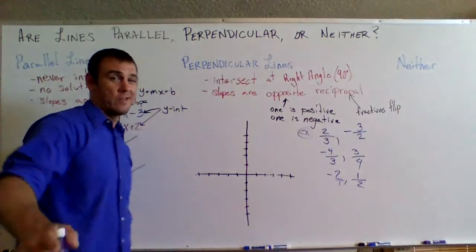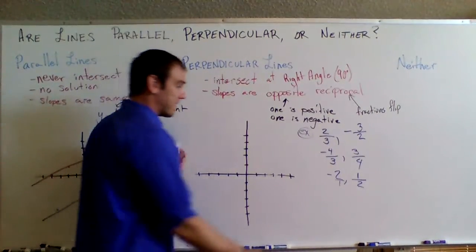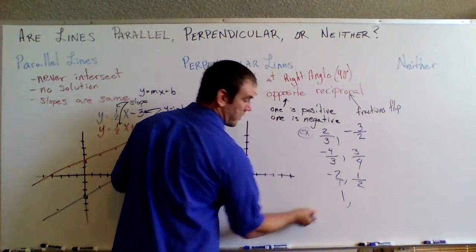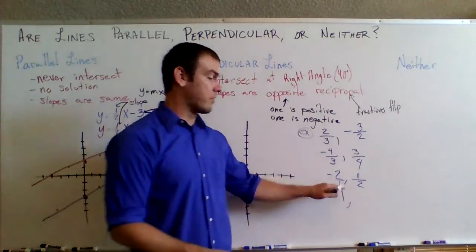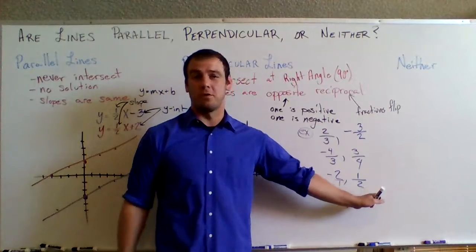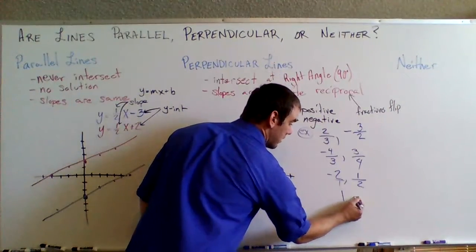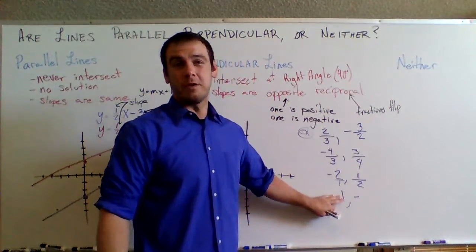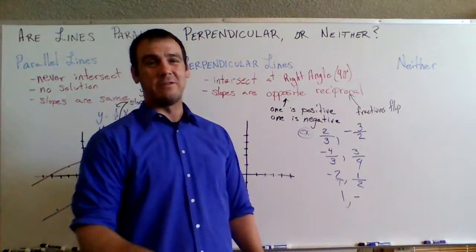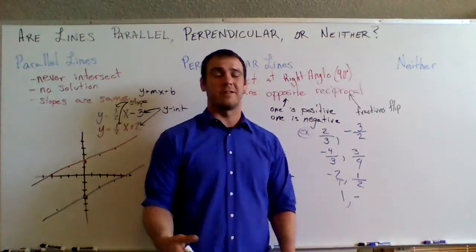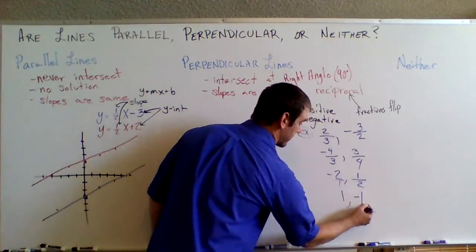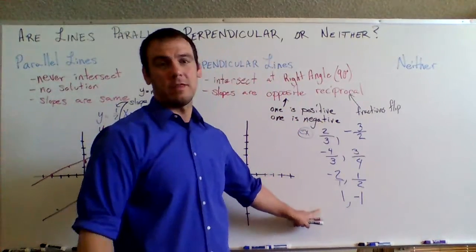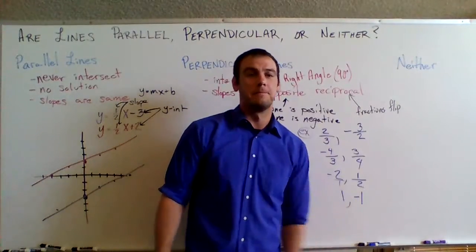The last one here is really tricky, I think. The number 1. What's the opposite reciprocal of 1? Well, this one's positive, so my opposite reciprocal must be negative. This is really 1 over 1, and if you flip 1 over 1, it's still 1 over 1. So the opposite reciprocal of 1 is negative 1.